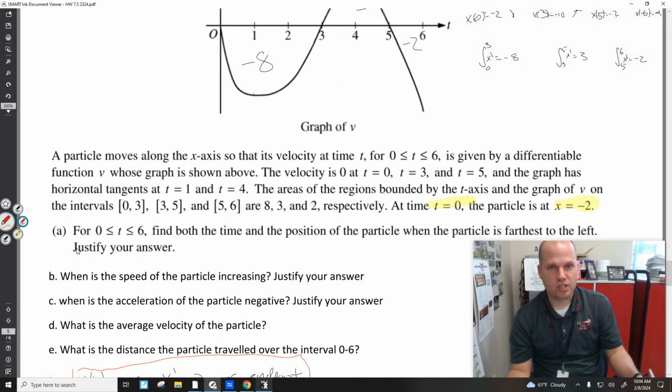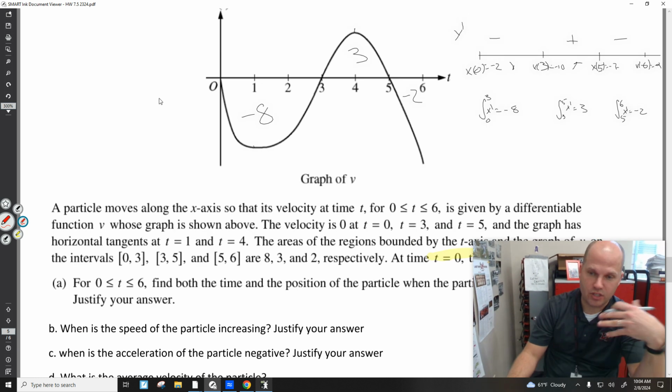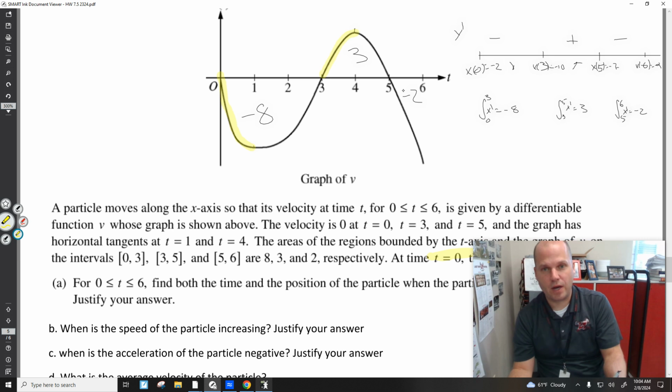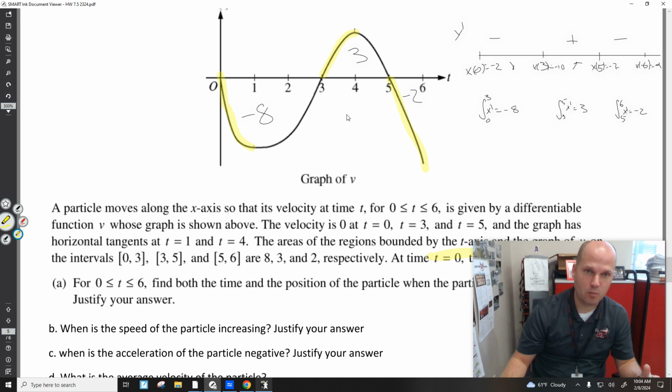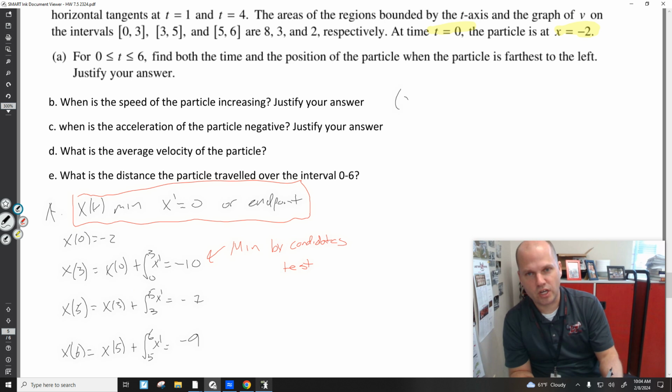When is speed increasing? When are your velocity values getting further away from 0? From 0 to 1, your velocity values are negative and getting more negative. From 3 to 4, your velocity values are positive and getting more positive. From 5 to 6, your velocity values are negative and getting more negative. So 0 to 1, 3 to 4, 5 to 6. But what's your justification?